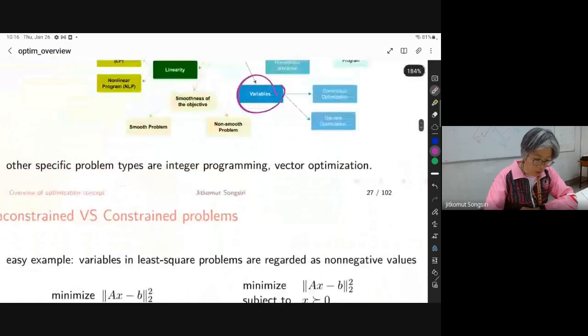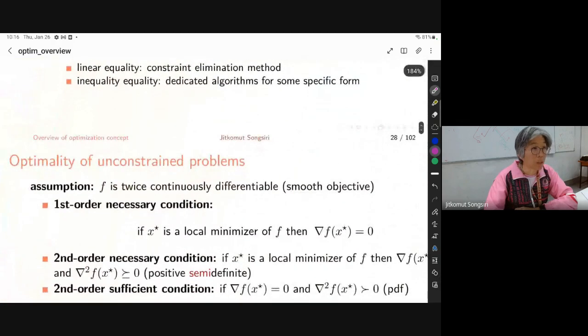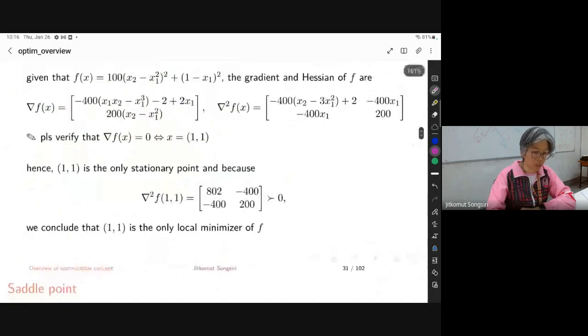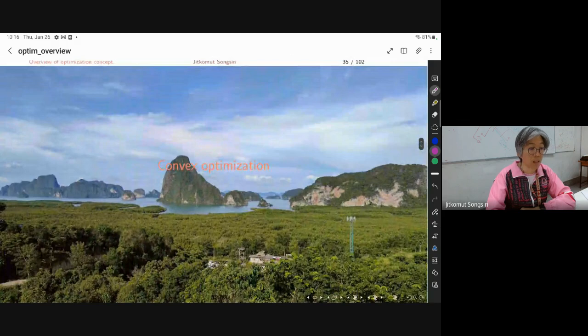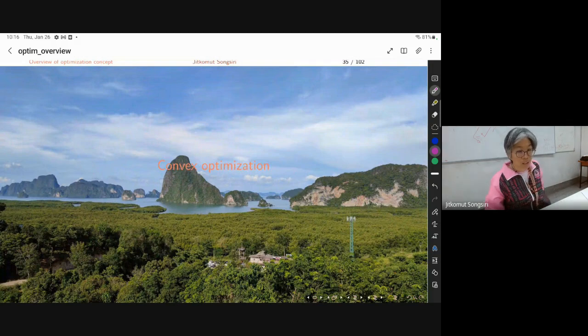A convex problem plays an important role in applications because by the property of the problem itself, it has a very nice result, nice theory. I will explain shortly that a benefit of having a convex problem is that you don't have to worry about a local minimum. Okay, a local minimizer that you have found is guaranteed to be a global minimizer.